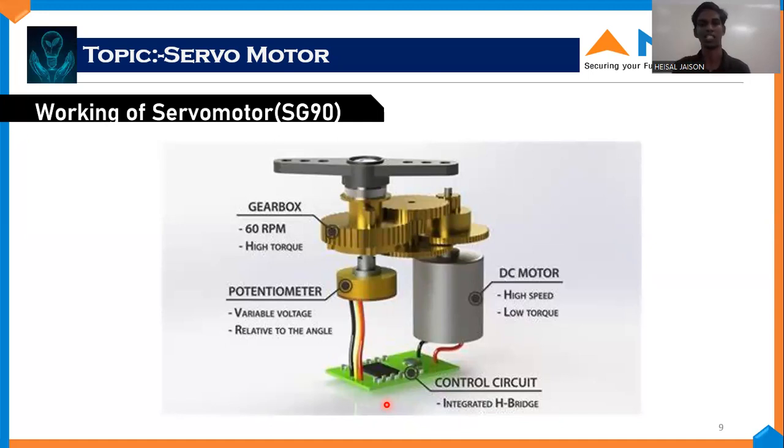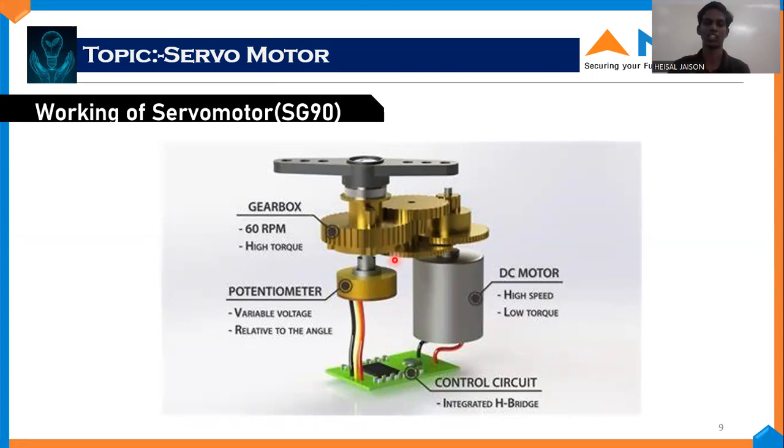Then the motor is attached with a gearbox. Here you can see the speed coming from the motor. It will be, for example, 1000 RPM. If I am saying 1000 RPM, it will be converted into 60 RPM due to reduction gears. When you are reducing the speed, torque will be increasing parallelly. So if the torque is increasing, you can lift more weight using that motor. So it is also another advantage of gears.